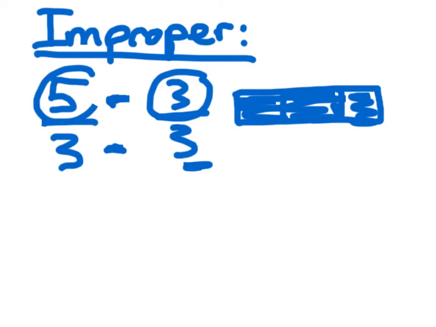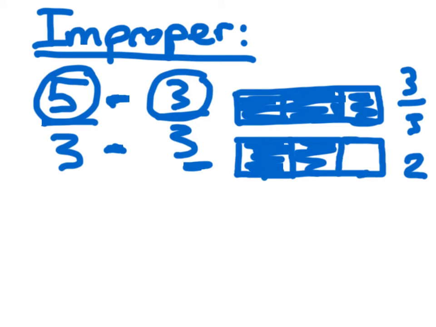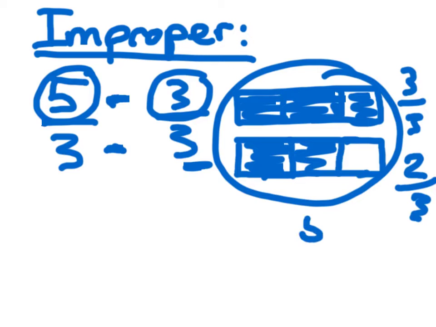How many leftover pieces are there? So this is 3 out of 3 right here, but we had 5 over 3. That means there's 2 extra pieces left. So we're going to draw the same size again, just like this, and we color that in. And this one's going to stay blank because we only have 2 out of 3. And if we put this all together, that makes 5 total pieces divided into 3s.